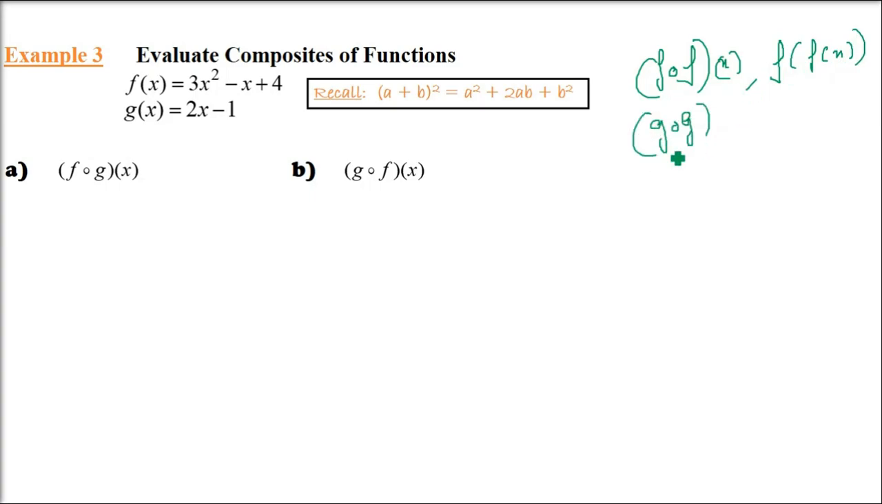Then g o g x, that is gog x, g of g(x). This is also sometimes asked. These are also operations, but the way is the same. The way you have to do it is absolutely the same.